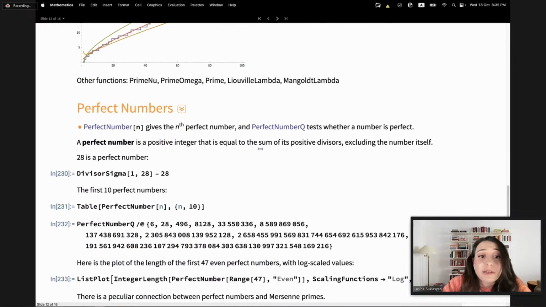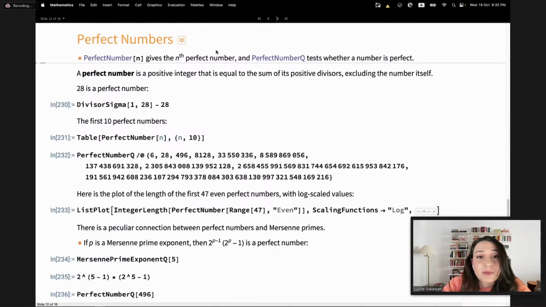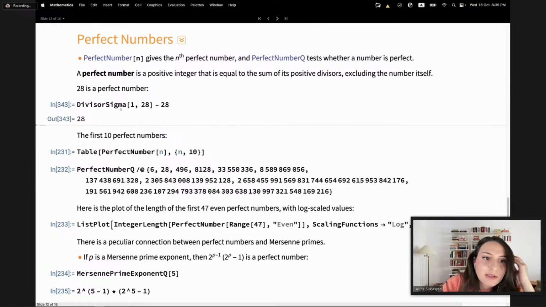Now, let's talk about perfect numbers. We didn't have a chance to do it, but it's a very interesting thing in number theory. What is it? A perfect number gives the nth perfect number. That's the function in Mathematica and in the Wolfram language. And perfect number Q tests whether a number is perfect. So a perfect number is a positive integer that is equal to the sum of its positive divisors, excluding the number itself. For example, 28 is a perfect number because you can check. This is what I was talking about. This is the sum of its positive divisors, excluding the number itself, and it just equals 28.